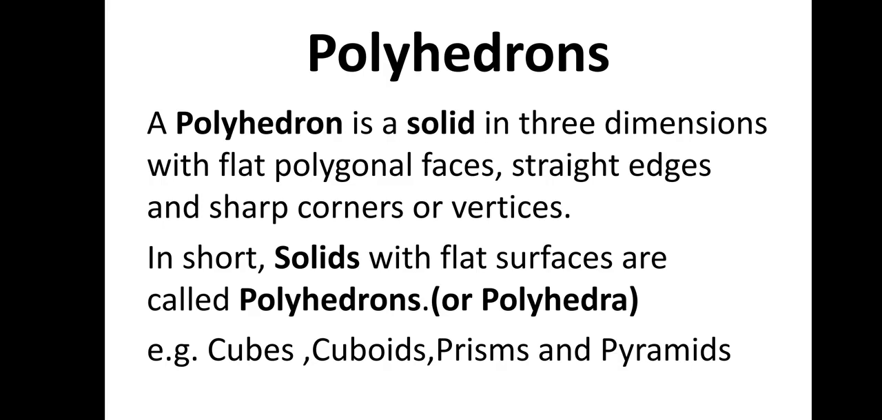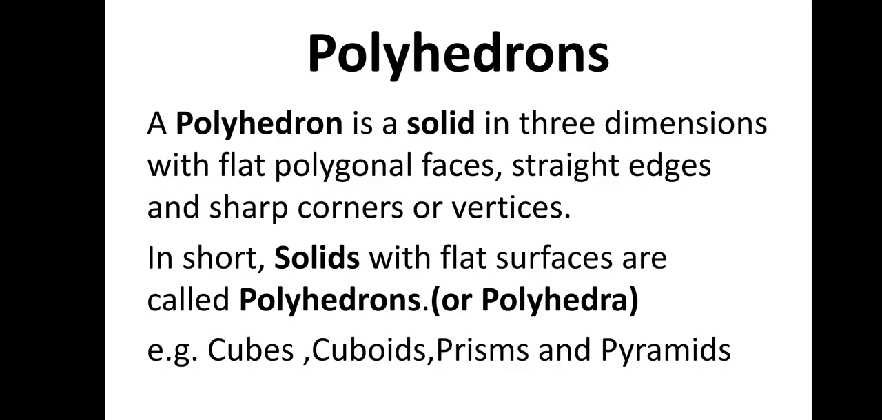A polyhedron is basically a solid in 3 dimensions, as in visualizing solid shapes. What does this solid stand for? Solid is nothing but the 3D object or 3D shape or 3D figure with flat polygonal faces, straight edges and sharp corners or vertices. So, solids with flat surfaces are called polyhedrons or polyhedra. I hope this is clear to you. The solids which are having flat surfaces are known as polyhedrons, simple as this. Or the other name of the polyhedron is polyhedra.